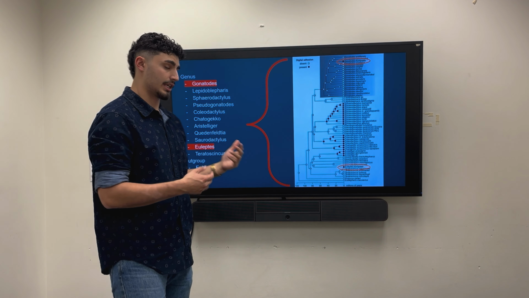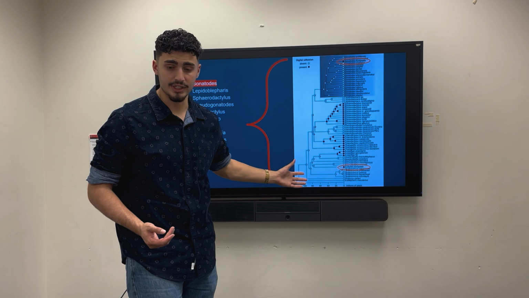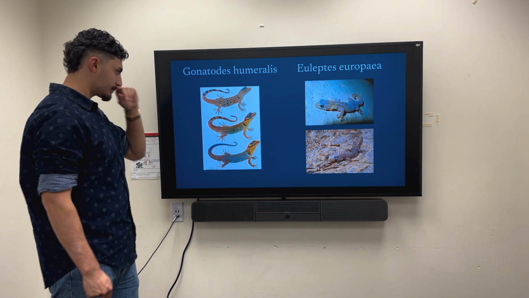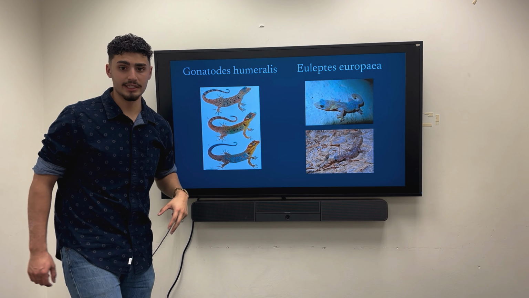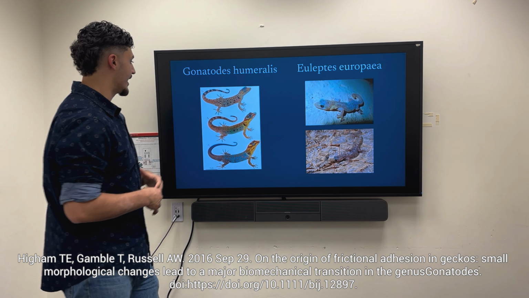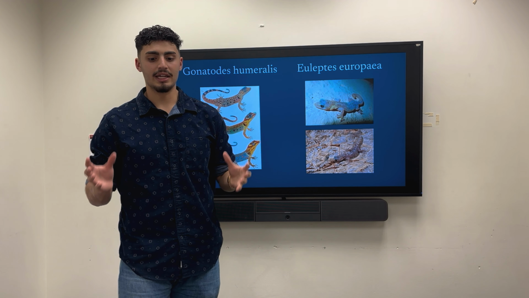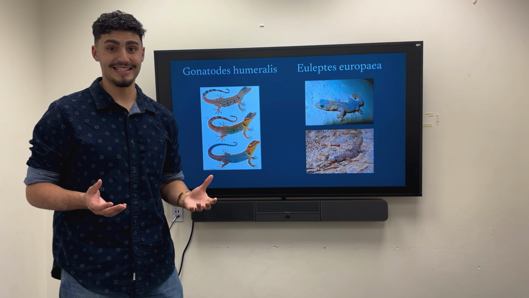Now if we go back to the phylogenetic tree, we're going to notice 2 species that evolved their sticky pads separately from the rest of their genus. And that is going to be the Gonatodes humeralis and the Euleptes europaea. We're mainly going to be looking at the Gonatodes humeralis, and they live in South America. These guys were studied, and they found out that they have longer spinules that are branched out into spatulate-tipped setae. What does this mean? How does it help with biomimicry?